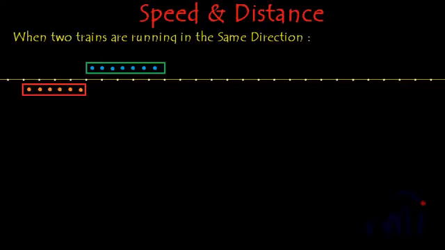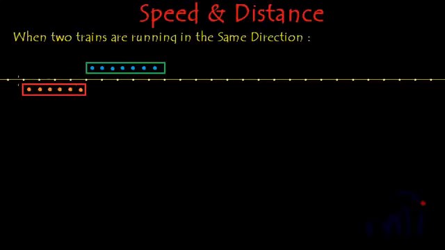First is when both the trains are running in the same direction, and another one, which I'll be discussing in the next video. There we'll be discussing when the two trains are running in opposite directions. So as you can see, I have drawn a long line. This is the line we are going to use as a guiding line for the direction of their motion, right? So here we have two trains.